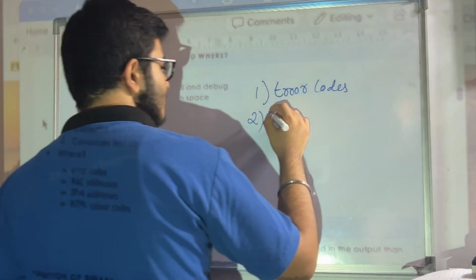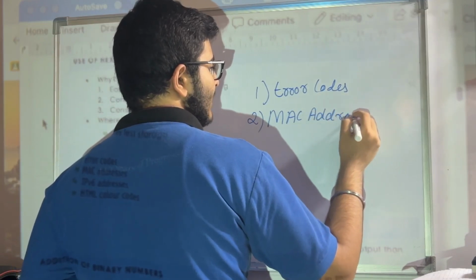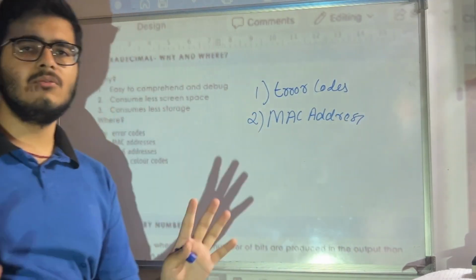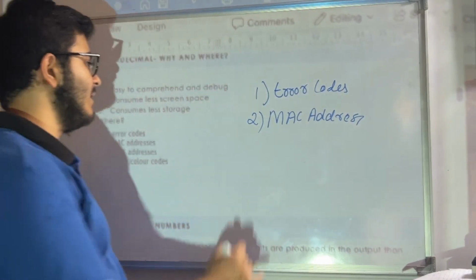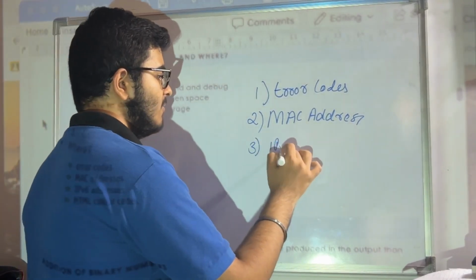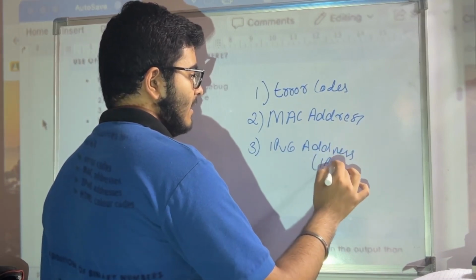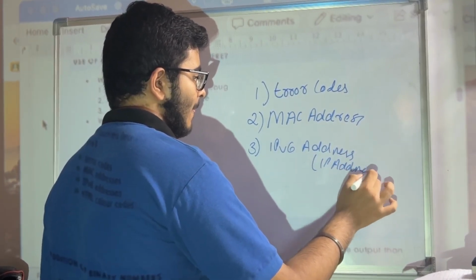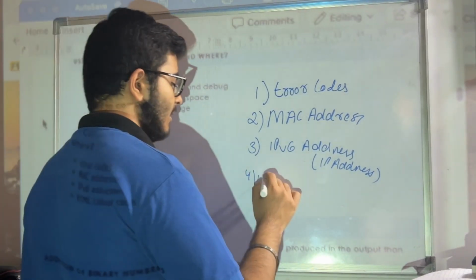Then we also use it in MAC address. In further chapters, we are going to understand each one of them, so you do not need to worry about what these things are. Just remember the list wherever hexadecimal is used. IPv6 address, which is IP address. And the fourth option is it is used in HTML color codes.